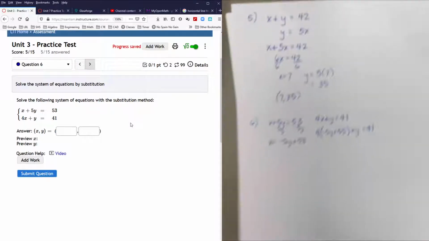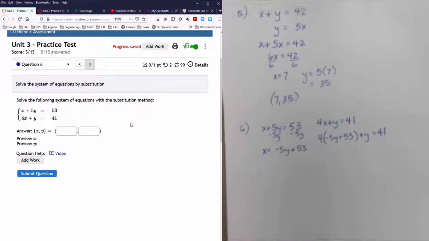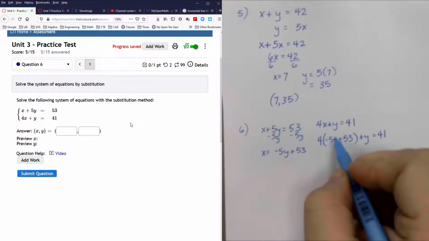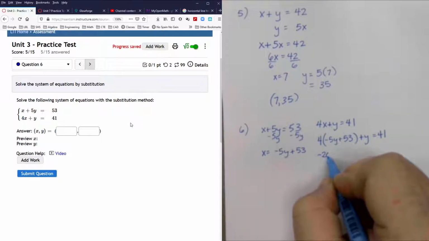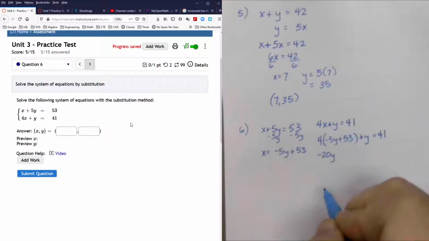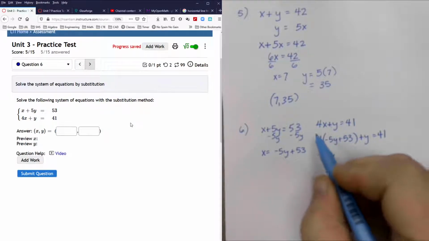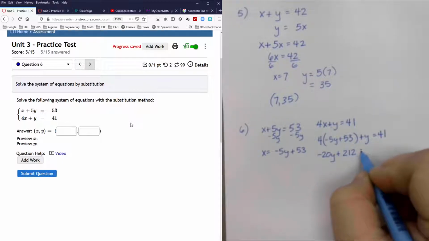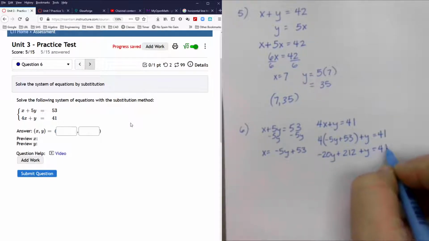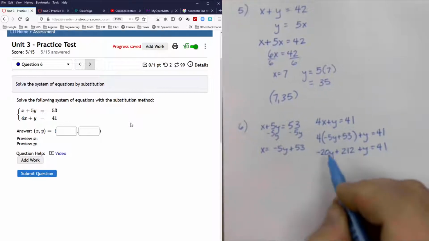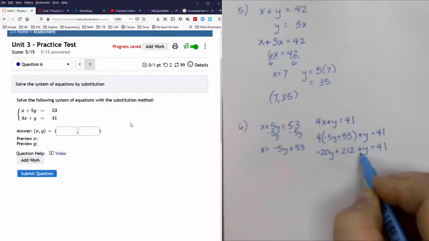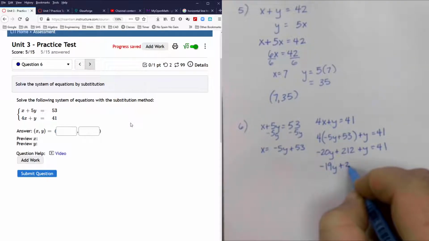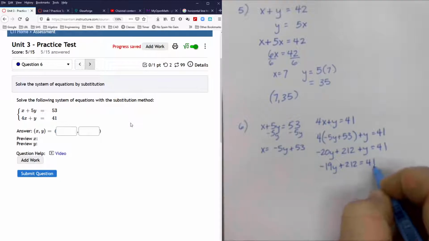Okay, I'm going to zoom in a little bit closer here so you can see that. I'll go ahead and distribute here. So 4 times negative 5 is going to be negative 20y. And then 4 times 53, well, 4 times 50 is 200, and 4 times 3 is 12, so that's going to be 212, plus y is equal to 41. I can combine my like terms here, so I've got negative 20y plus y, that's going to give me negative 19y, plus 212 is equal to 41.